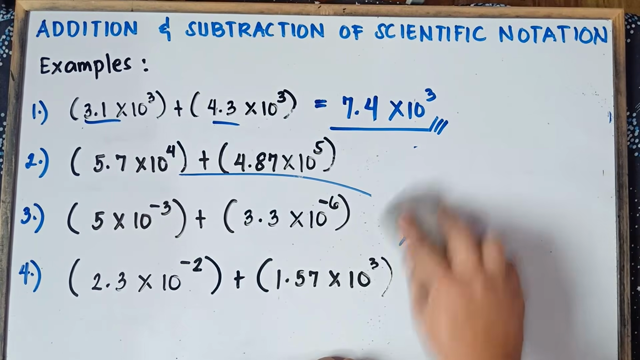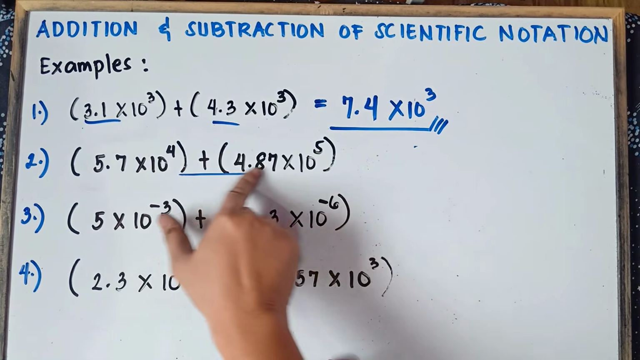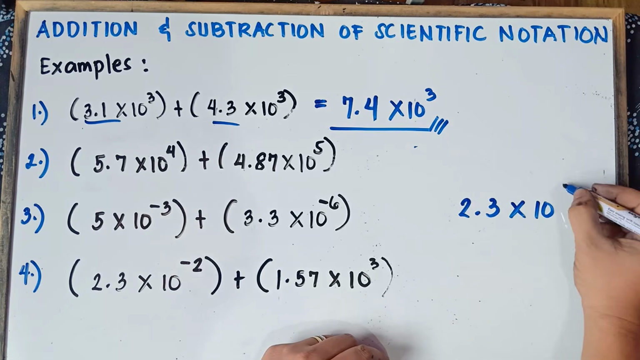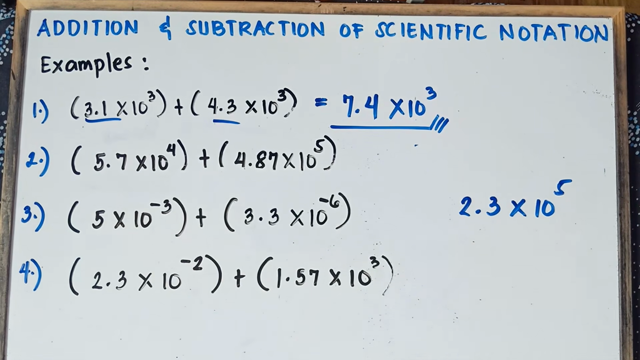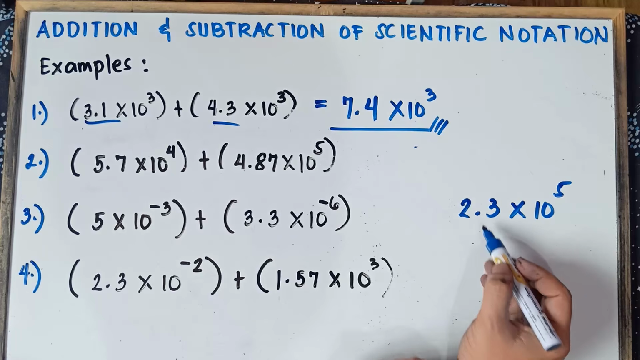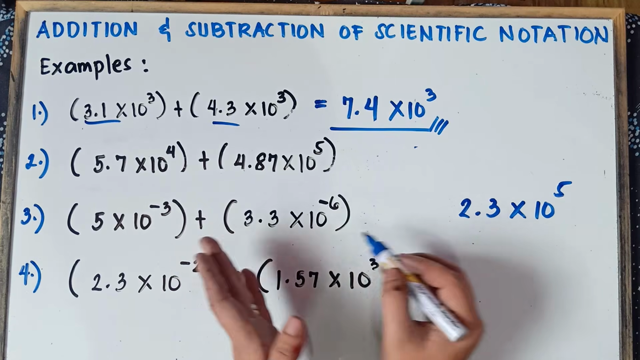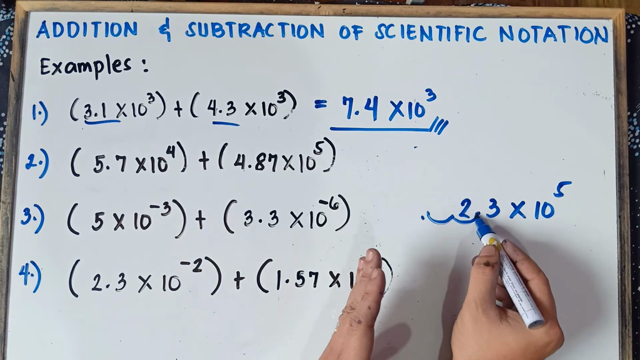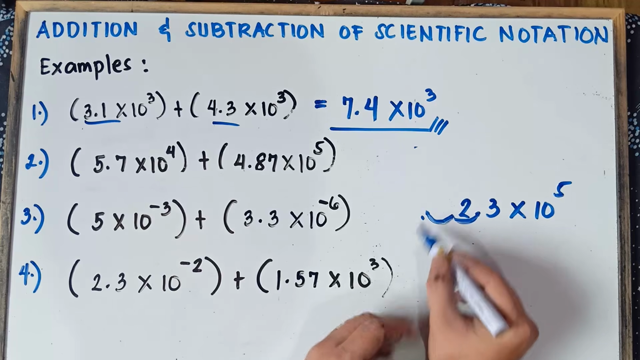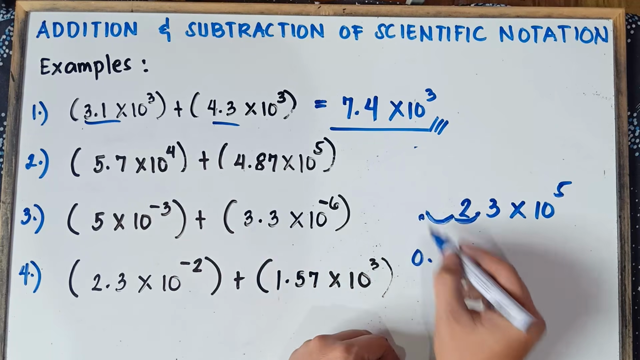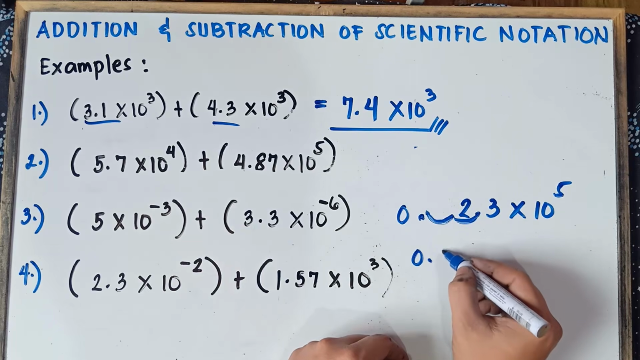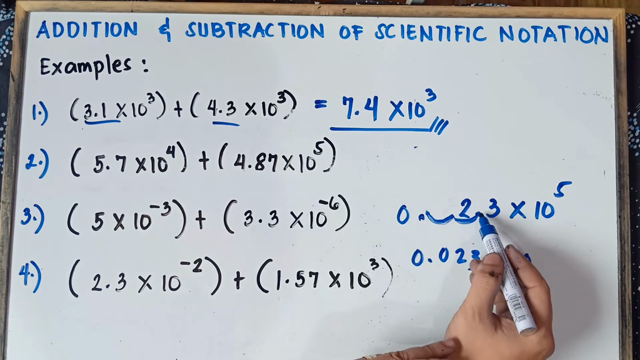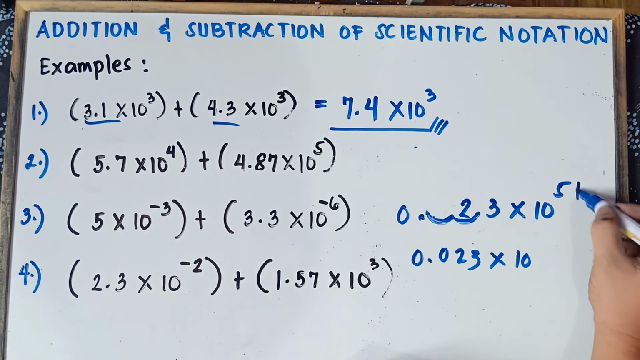Let me give you one last example, class, for you not to be confused. If I have 2.3 times 10 raised to the power of 5, and I move the decimal point right to left twice, 1, 2, my answer will be 0.023, of course with a 0 here, times 10. Now, I moved the decimal point right to left twice, therefore I will be adding 2.